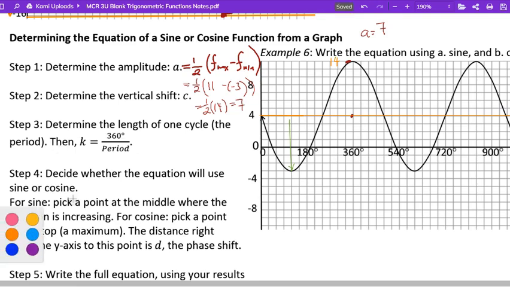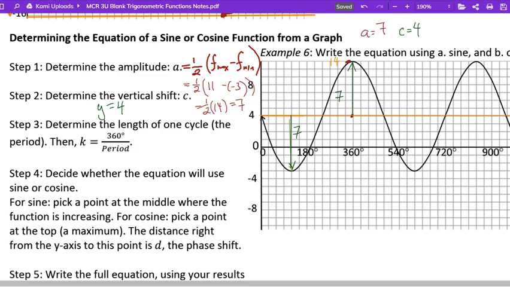I need some darker color. Does that make sense? I'm showing how it's 7 away. So I have my central axis, which is y equals 4. And in my list, I'm saying, okay, I know C. Now C equals positive 4. So there's a vertical shift up. Great.